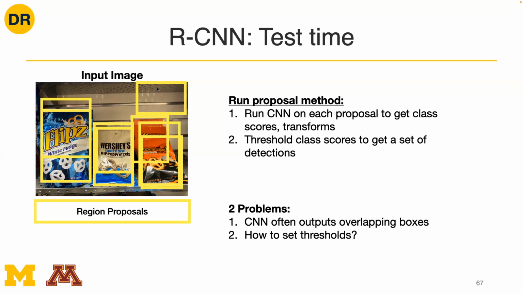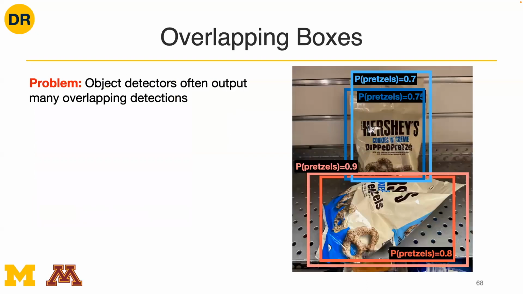So let's think now about how we can try and go about solving these two problems. On the first problem, this case of overlapping bounding boxes, let's look at an example of that. The problem is that object detectors, and this is not just RCNN, this will extend to object detectors that we look at in future lectures, can often output many overlapping detections that are very close to one another.